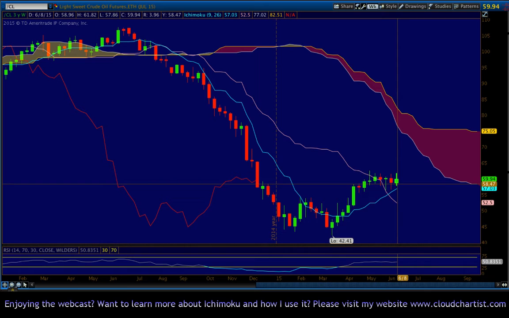This blue line is called the Tenkan-sen. We have this pink line here, which is called the Kijun-sen. And we have this red line here, which is called the Chikou, or the Chikou span. That is it. That's all you need to know. So you can make 4 flashcards for yourself, and you can go through those 4 flashcards over and over again until you learn those terms.